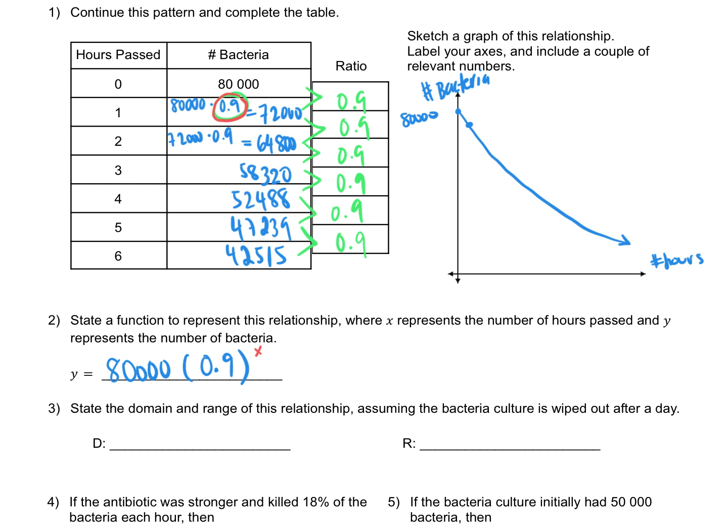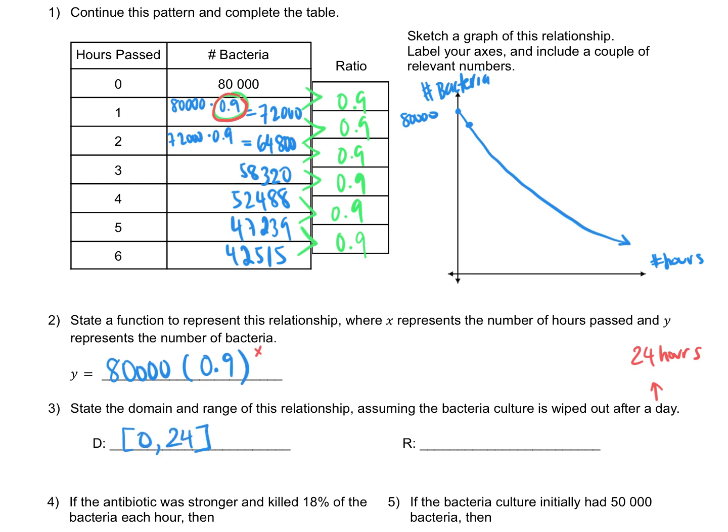Now, in terms of our domain and range, state the domain and range of this relationship, assuming the bacterial culture is wiped out after a day. A day, we know, is 24 hours, and I need hours because my x-axis is about hours, not days. So my domain is from hour 0 to hour 24.